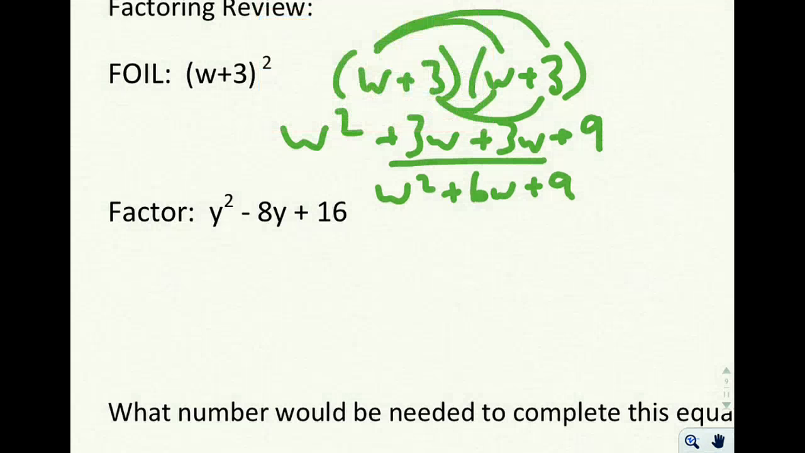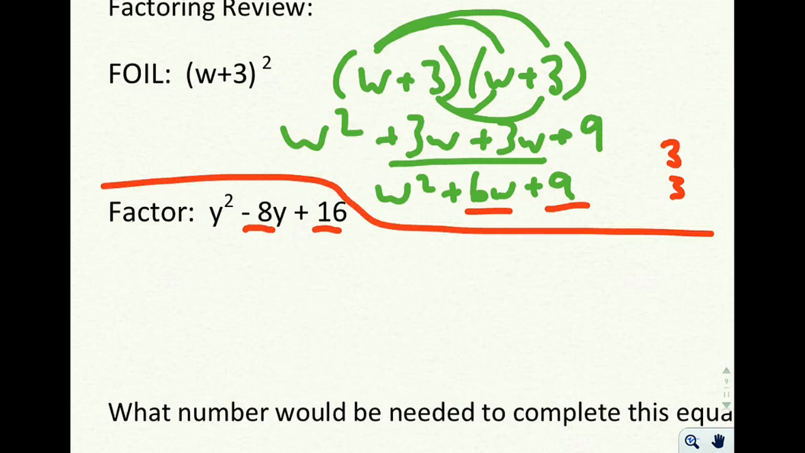We're going to go backwards now. Factoring is just going backwards of foiling. So we have y squared minus 8y plus 16. So we're looking for two numbers that multiply to 16 and add to negative 8. In the same way here, we needed two numbers that multiplied to 9 and added to 6, and those two numbers were going to be 3 and 3.